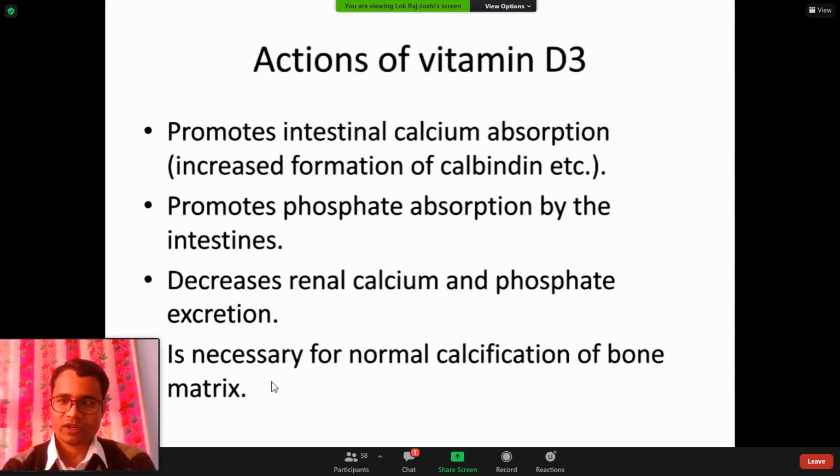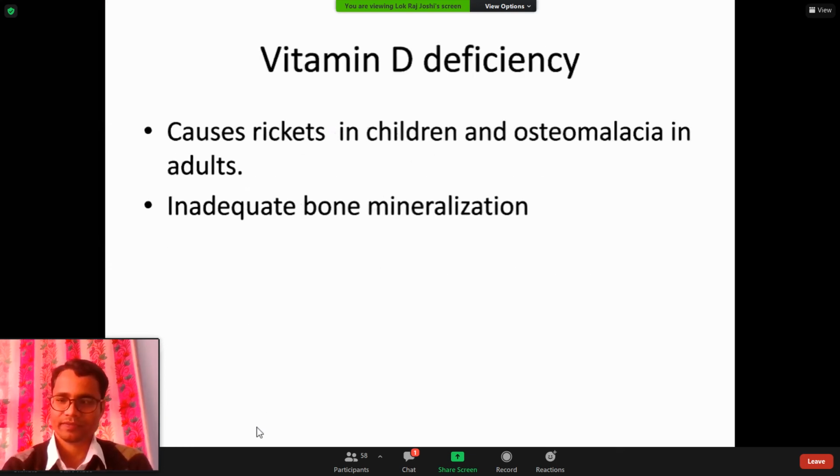And it is necessary for normal calcification of bone matrix. Okay, you know it. And in the bones, if there is vitamin D deficiency, there is no adequate mineralization of the bones. Therefore, you can say it helps in bone deposition. It is required for bone deposition. But its relation with parathyroid hormone is somewhat complex in this regard.